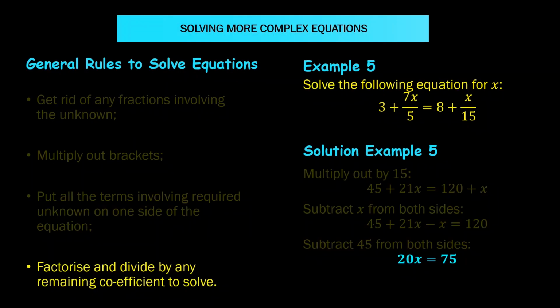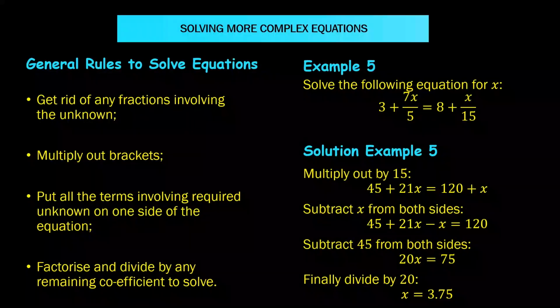And finally, we factorize and divide by any remaining coefficient in order to solve. So in this case, we have to divide by 20 on both sides to give us x equals 3.75.